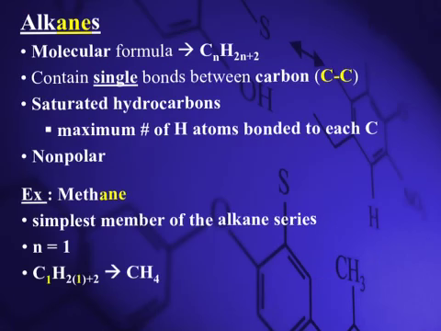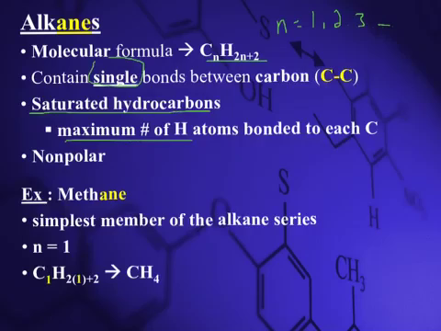Alkanes. Alkanes are the simplest type of organic molecule. They have the general formula CnH2n+2, where n can be 1, 2, 3, and so on. They have carbon-carbon single bonds, along with carbon-hydrogen single bonds as well. All alkanes are considered saturated hydrocarbons, which means they have the maximum number of hydrogens attached to each carbon. As well, alkanes are generally nonpolar.